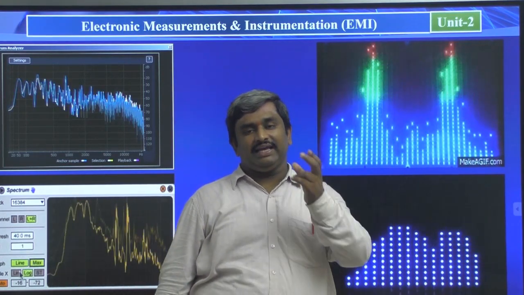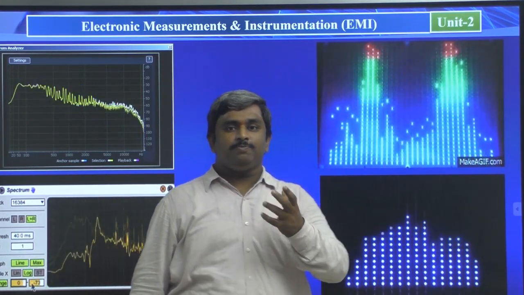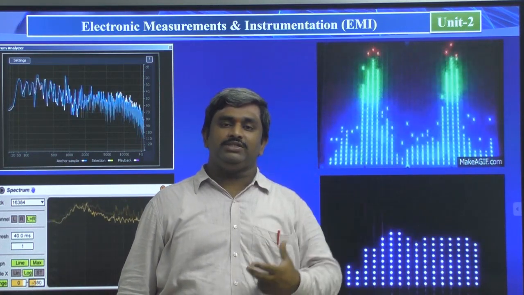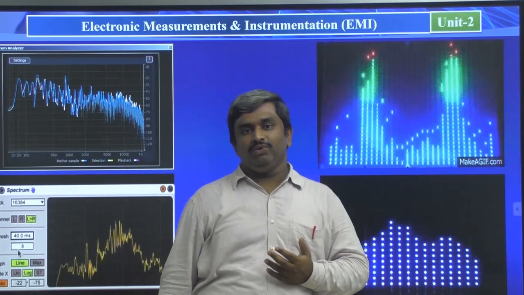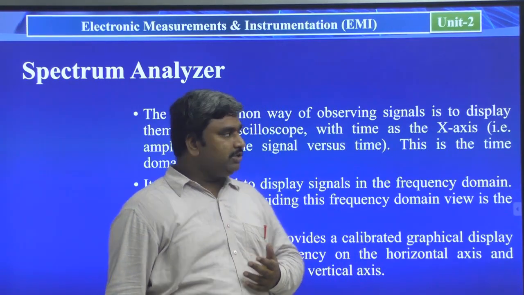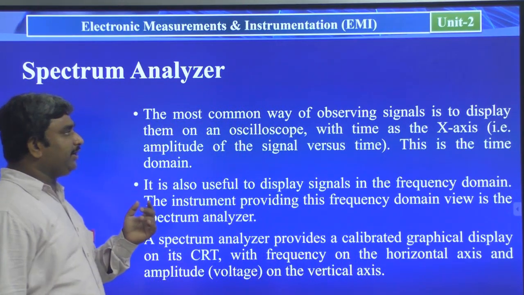So we will see the key points related to the spectrum analyzer. Whatever the key points are there for designing a spectrum analyzer, those points we will see in this class. So let us see the spectrum analyzer.